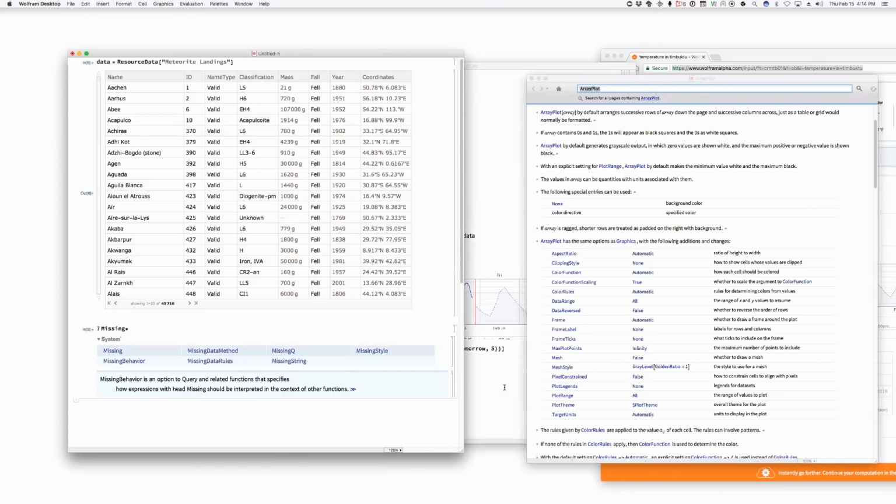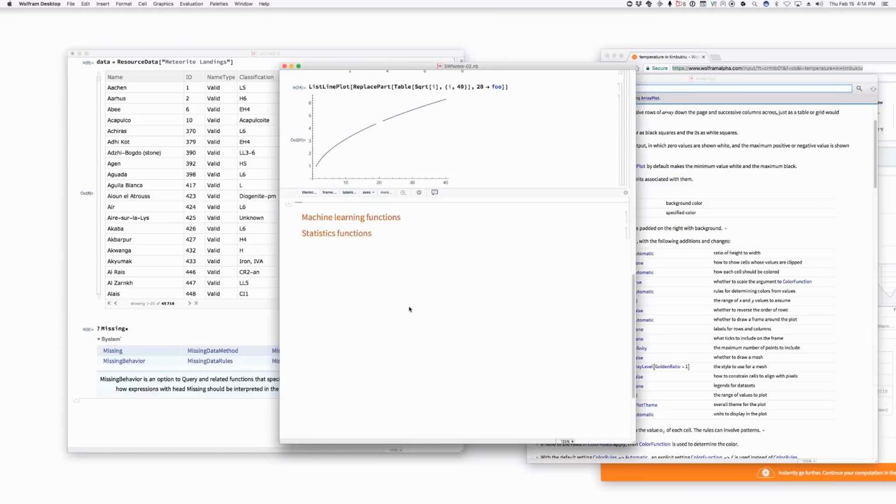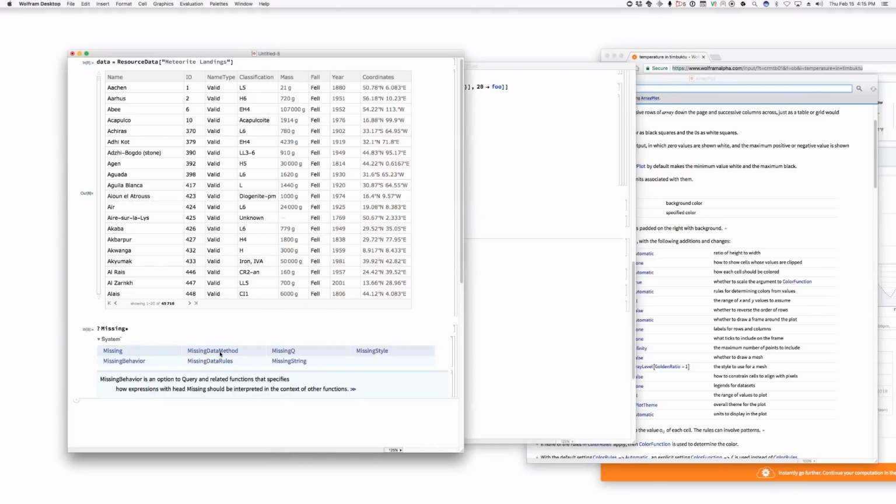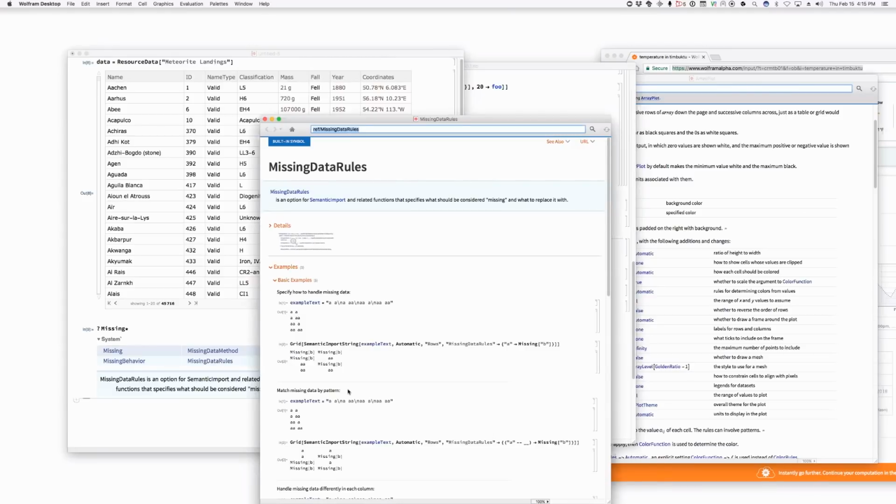Okay, so we've got some existing handlers, which are, in particular, MissingDataMethod and MissingDataRules. Okay, so what are these things? MissingDataRules is for semantic import. So that looks like a detection thing.